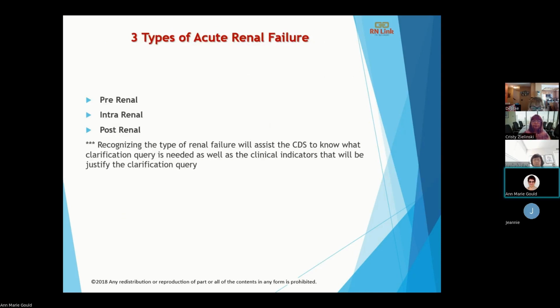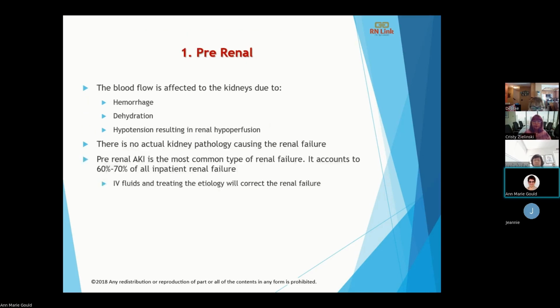So this is what we were talking about, the 3 types of acute renal failure, your pre-renal, intra-renal, and post-renal. It's really important to recognize the type of renal failure because it'll assist us as the CDS to know what clarification query is needed, as well as the clinical indicators that will justify the clarification. So when it comes to pre-renal, you want to look at the blood flow, right? The blood flow to the kidneys can be affected because of hemorrhage, dehydration, or hypotension resulting in renal hypoperfusion.